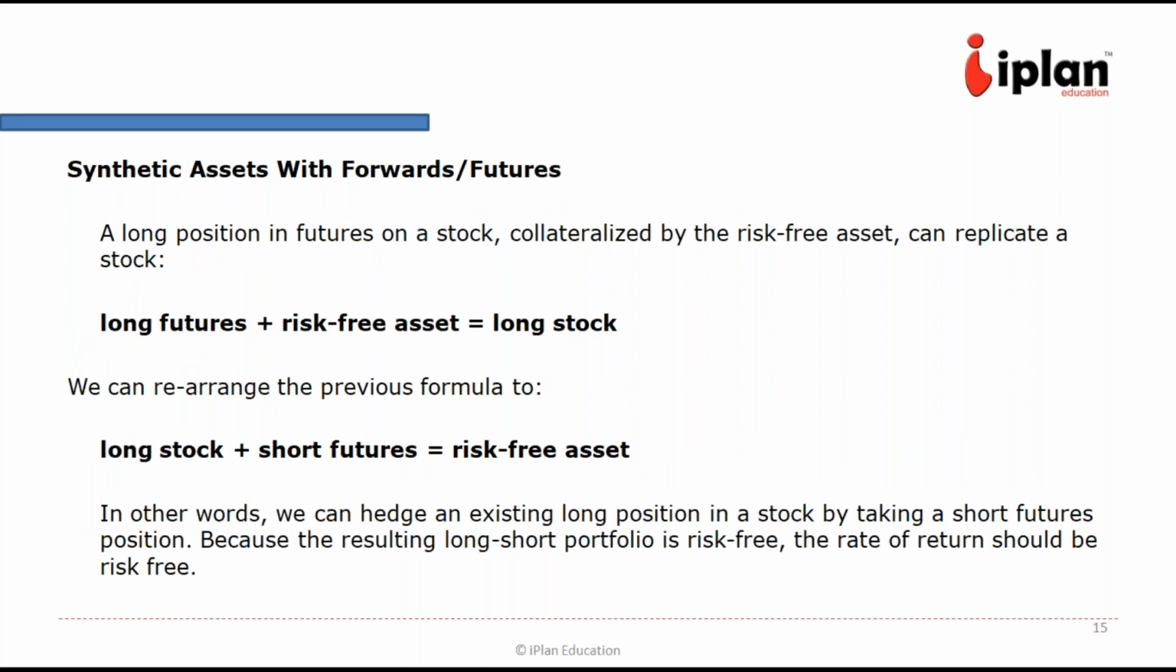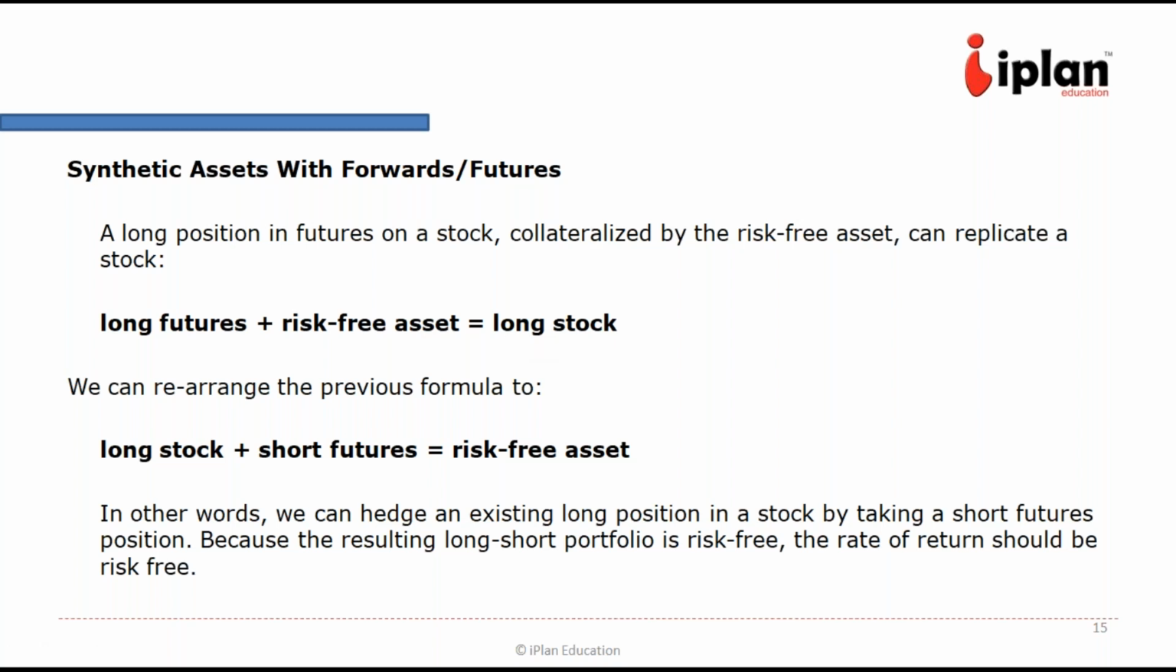Now, synthetic assets with forward and futures. A long position in the future on a stock collateralized by the risk-free rate can replicate a stock. So it says that we take a long future contract plus a risk-free asset. Okay, so risk-free bond. So that will give you the same long stock return.